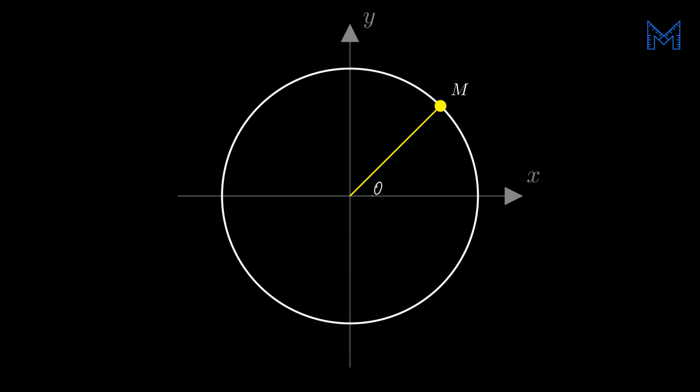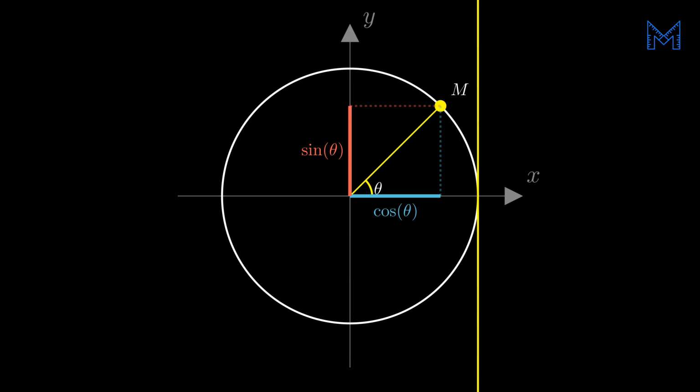We have a point M on the circle that forms the angle theta. If we project this point M onto the horizontal axis, we get the value of our cosine. And if we project it onto the vertical axis, we get the value of our sine. Now, let's bring back our tangent line and extend the side of the angle exactly as we did earlier. This vertical segment measured on the tangent line represents exactly the tangent of theta. Now, let's reposition the sine segment so that it forms a right triangle.